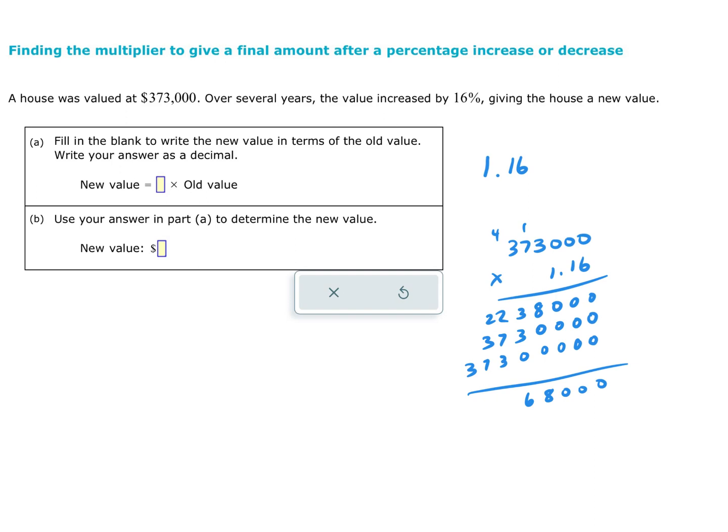6, 7 plus 3 is 10, plus 2 is 12. 7 plus 3 is 10, plus 2 is 12, plus 1 is 13. And we've got a 4. We have 2 digits behind the decimal in the problem, so 2 behind it in the solution. And it looks like we're going to have $432,680 is the new price of the house.